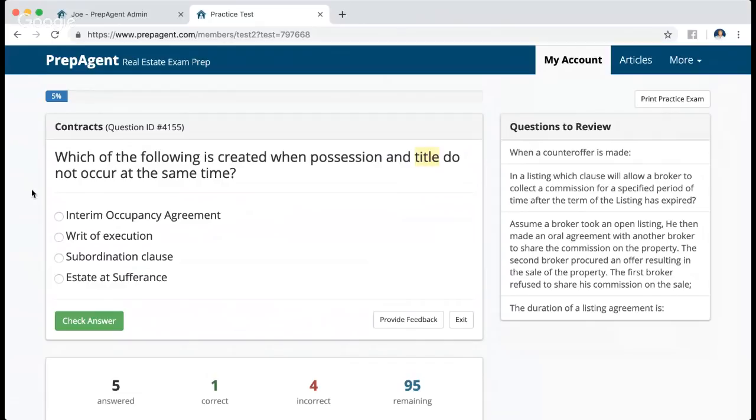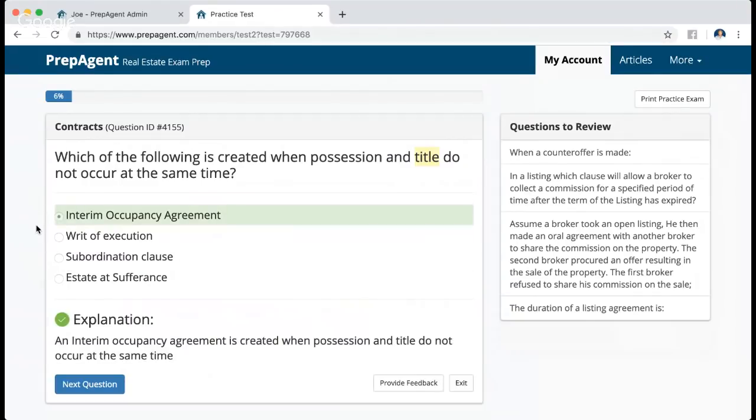Okay. Which of the following is created when possession and title do not occur at the same time? A, interim occupancy agreement. B, writ of execution. C, subordination clause. Or D, estate at sufferance. And the answer is A, interim occupancy agreement.